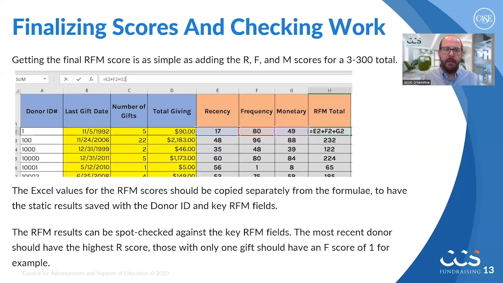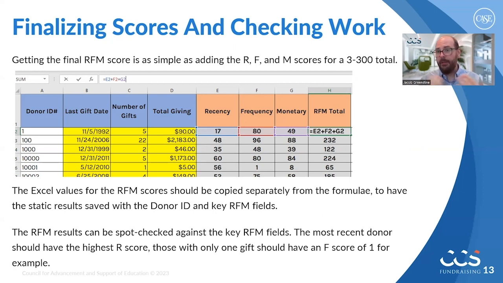Finalizing and checking work. So getting the final RFM score is easy once you get that percent rank formula done. It's as simple as adding the R, the F, and the M, right? A simple sum will do that for each constituent in here. I would recommend copying and pasting all these values and saving them as values themselves so that you don't have the formulas, because that percent rank will update as the values change. So you don't want to have that as a live formula in your workbook, but that's something you want to approach, score, and record and move on.